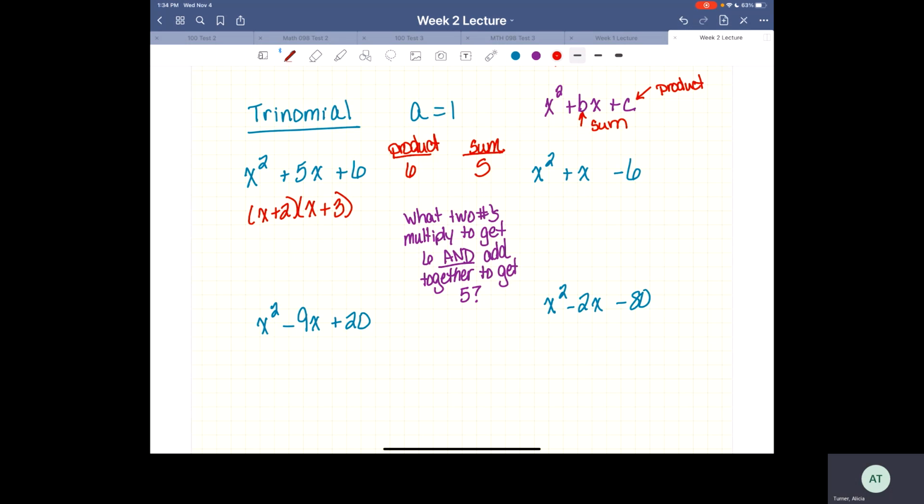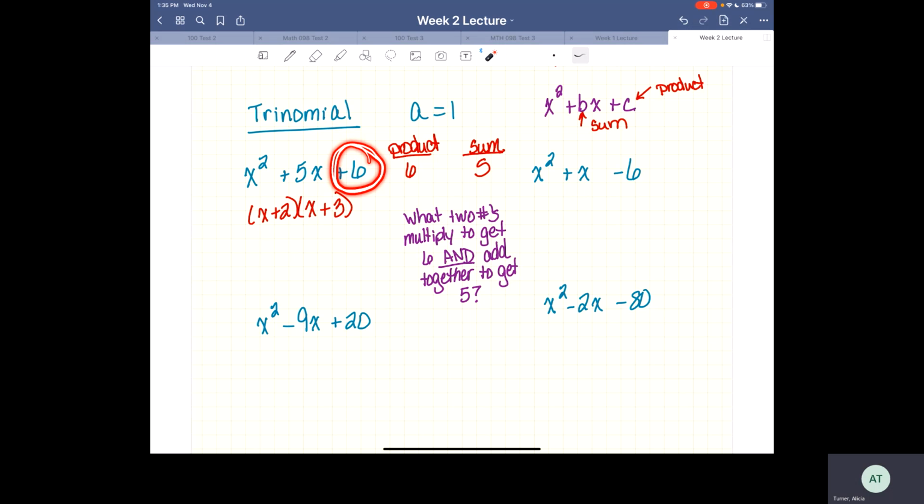Now, I could check that if I wanted to. And the way that I would check that is to FOIL it. Okay, so I could do a check right here. Now, I want you to notice something right here. I have a positive 6.